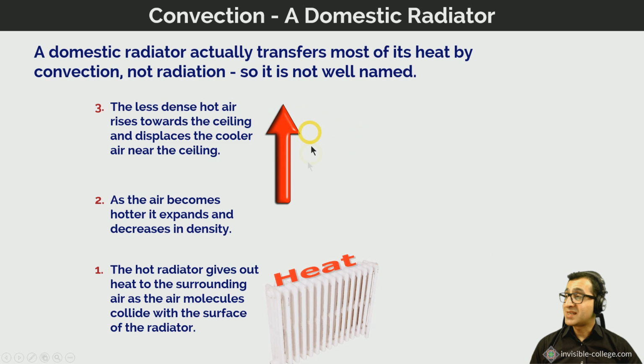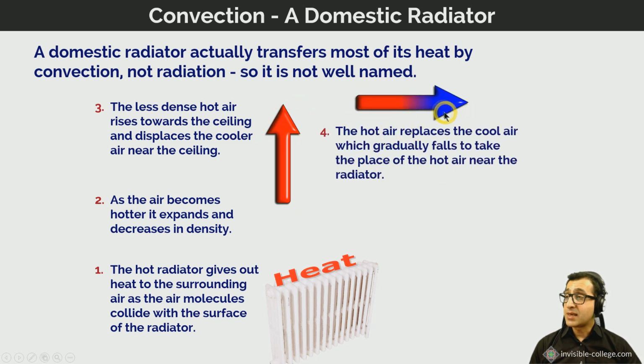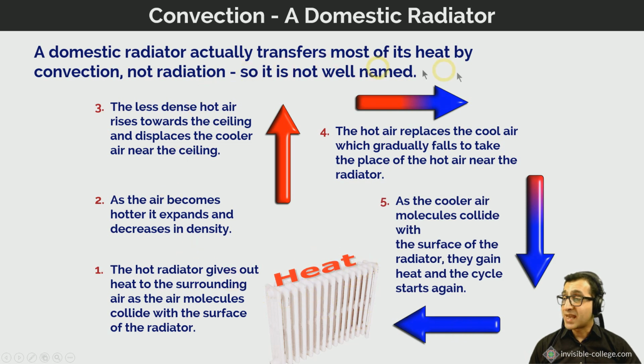As they move upwards, they displace the cooler air near the ceiling, and in doing that, the cooler air then falls to take the place of the hot air near the radiator. And so in this way, we get a convection current started, which then when the cold air returns to the radiator, it gets heated again. But eventually the air in the room will rise in its average temperature because the radiator board is transferring thermal energy to the particles in the room. The energy is being distributed around the room by this convection current.